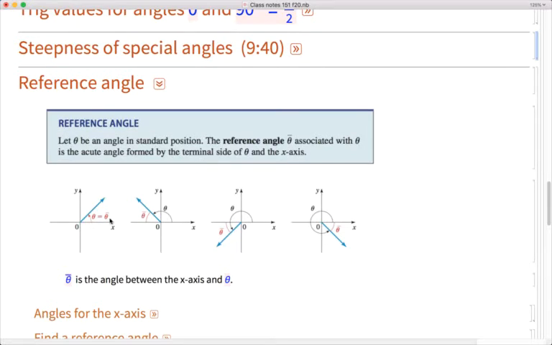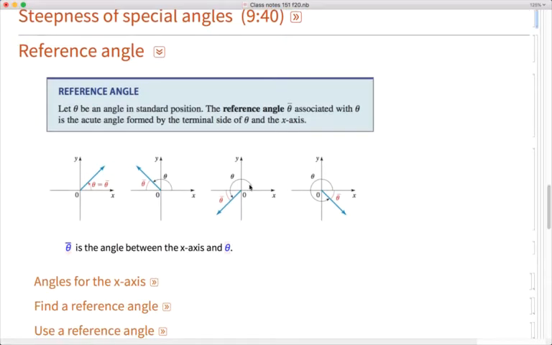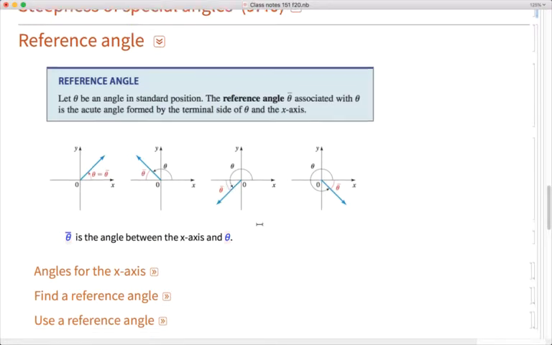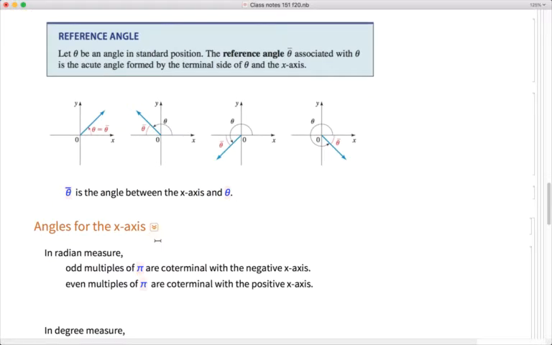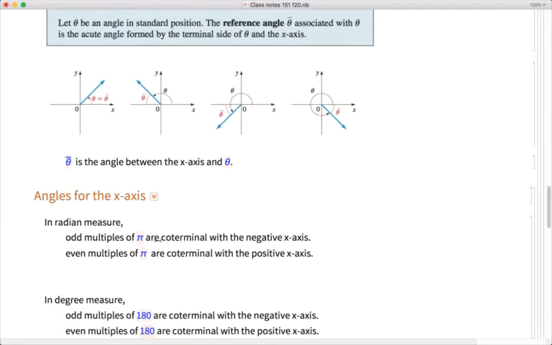Okay, reference angle. So here it is in the blue box. For an angle theta, the reference angle is the angle between the terminal side and the x-axis. So this theta bar is the angle between the x-axis and the terminal side of theta. I think the pictures are doing the best we can here. Here's the angle theta. Here's the terminal side of the angle. So theta bar, the reference angle, is the angle between this terminal ray and the x-axis.